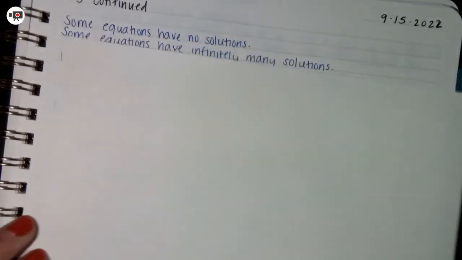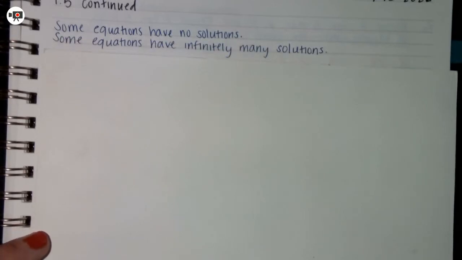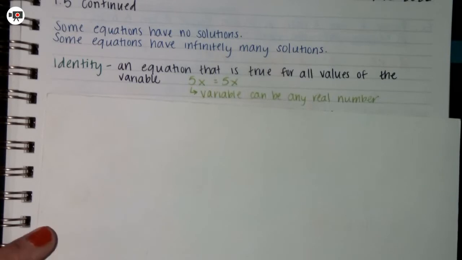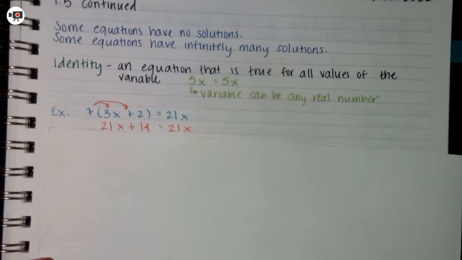And some equations have no solutions. Some equations have infinitely many solutions. We have something called an identity, and that is an equation that is true for all values of the variable, where 5x equals 5x. x can be any real number, and these will always be equal. So when each side is the same, that is an identity.